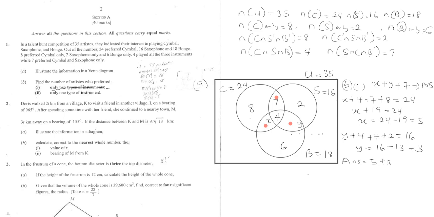We're adding this red. These are the only 2 that we get. That's 7 here for saxophone and cymbal. For bongo and cymbal is 5, and for saxophone and bongo is 3. So that's what we're adding together here. So 5 plus 3 plus 7, which has been given to us. This 5 plus 3 is 8. 8 plus 7 is 15.